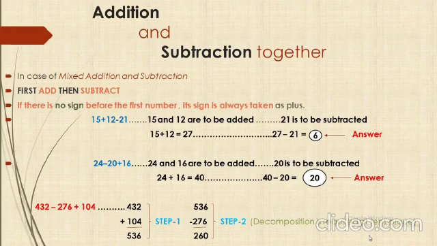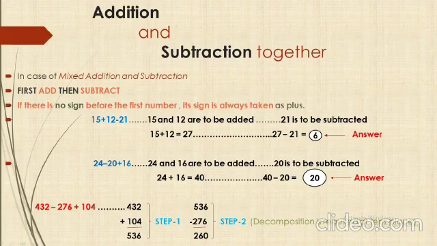But you may find that a number written in the beginning has no symbol before it. So what to do? It is understood that the hidden symbol is plus. So any number before which no symbol is given means that number is to be added.